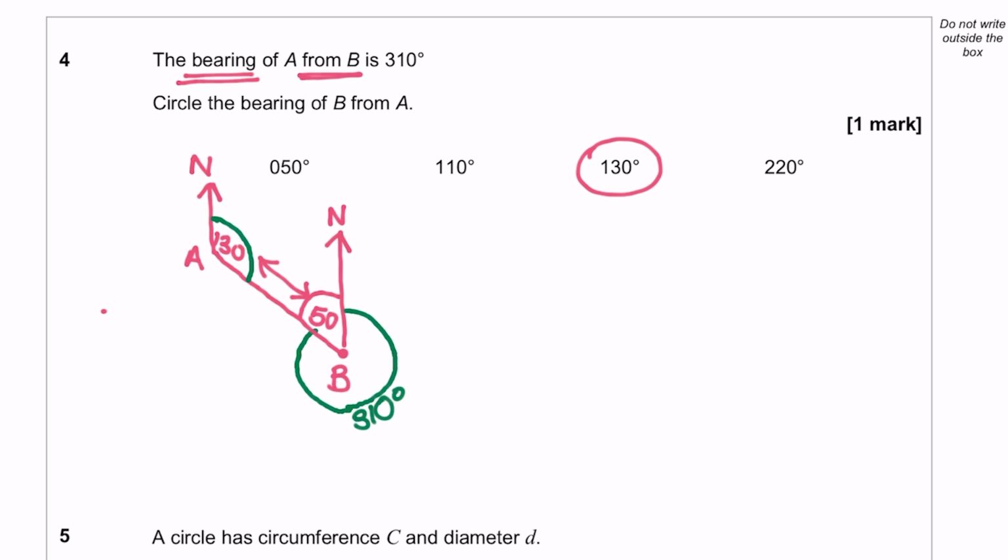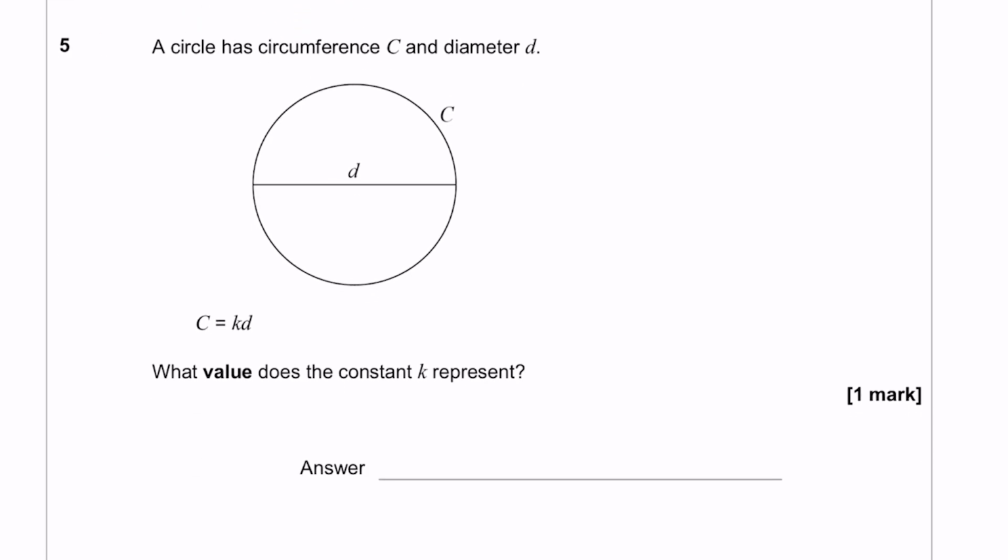Right. We know the equation for the circumference of a circle. The circumference of a circle, which is all the way around the edge, is pi d. Therefore, k in this case must be pi. Nice, easy question.